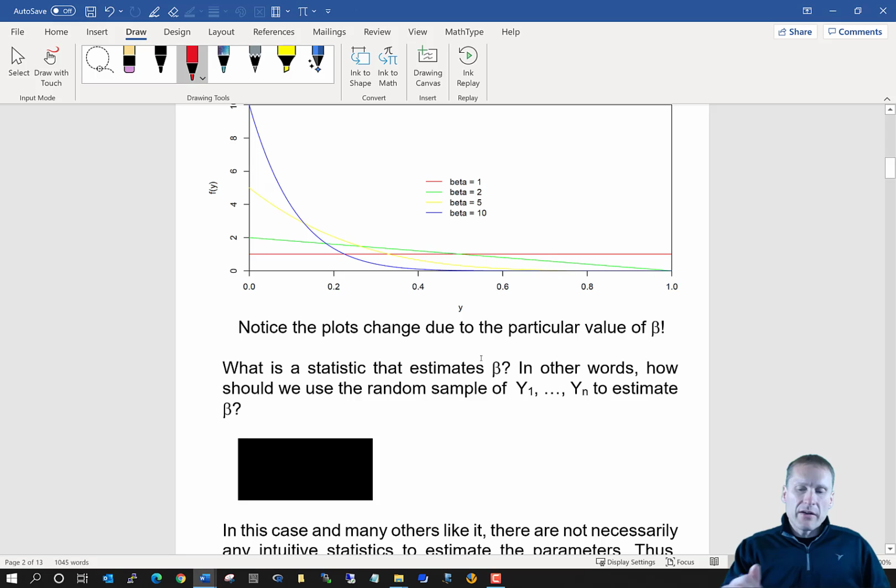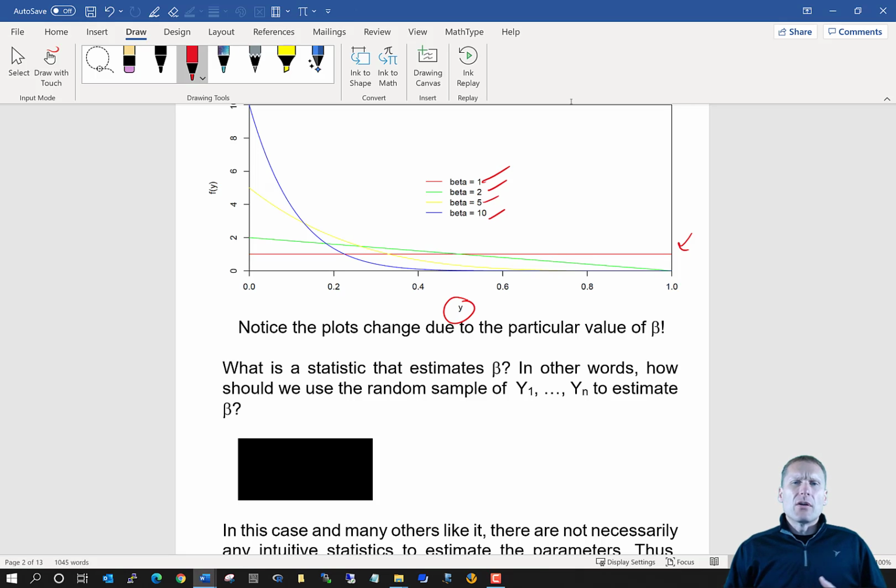What we see here is when beta is equal to 1, and again y ranges from 0 to 1, we just have this kind of flat line. In fact, this is actually a uniform PDF. But as beta changes from 2 to 5 to 10, we can see that the shape of the PDF changes. Because of that, it's very important to understand what beta is, because that will totally change your understanding of how a particular population is being characterized by this PDF.